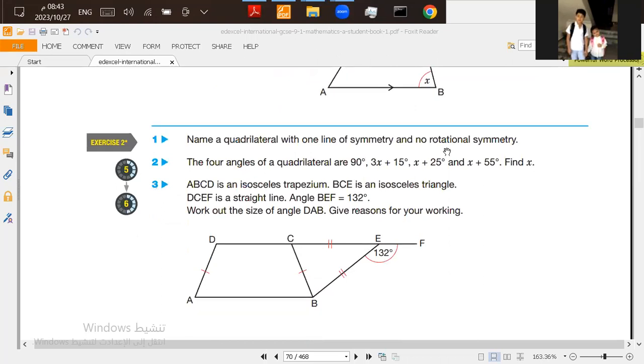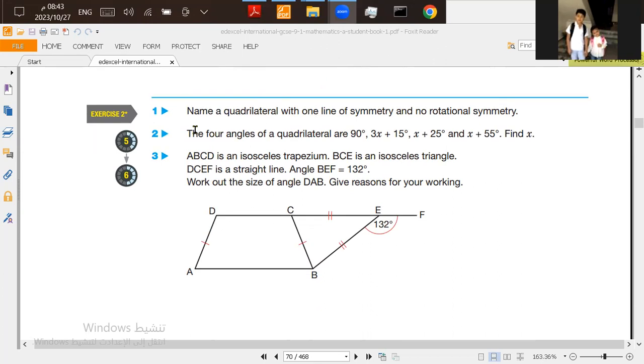Question 6, okay. Now we're gonna move on to this exercise to start. Question 1, name a quadrilateral with one line of symmetry and no rotational symmetry.